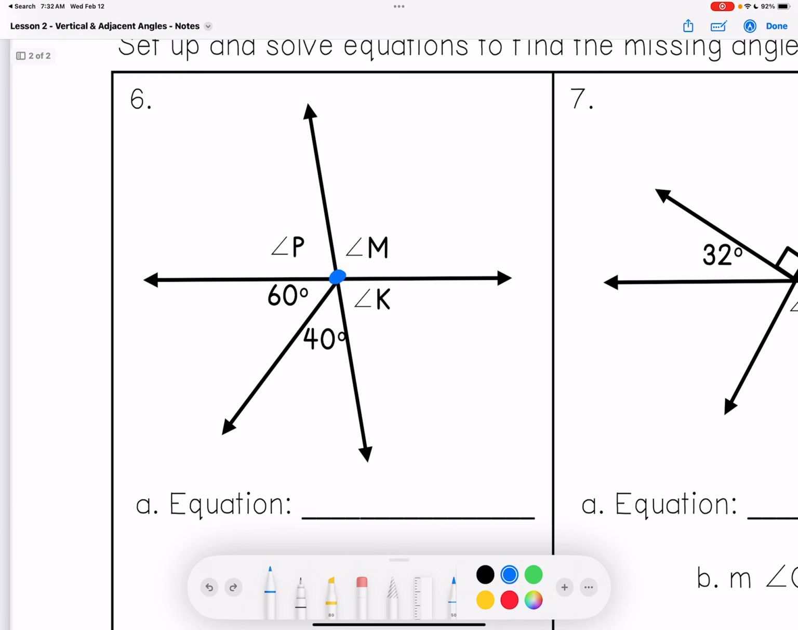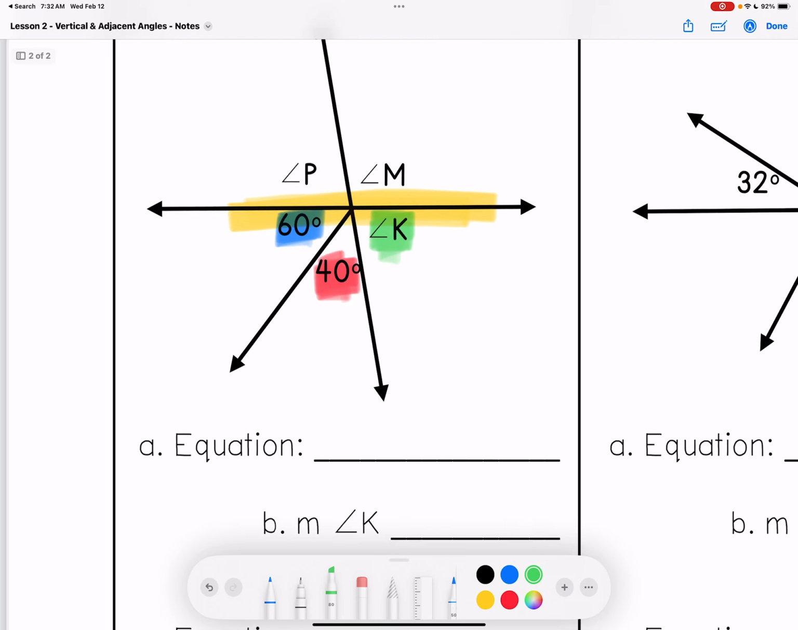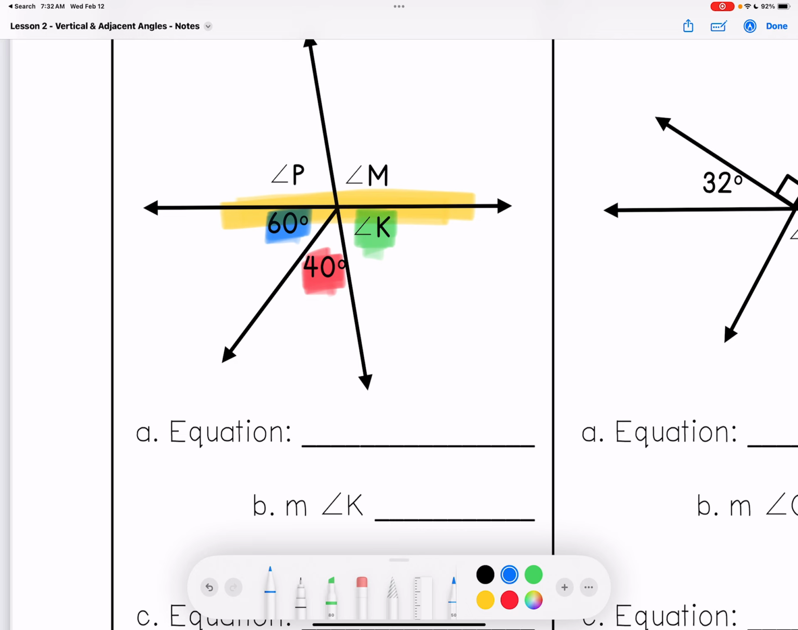All right. Now, first of all, here's the first straight line. We're going to go with this one to find K. We know that this one is 60. This one is 40. And we're missing K. But remember, they are on that yellow straight line, so they all three add up to 180, because they're all three on that straight line. So my equation would be 60 plus 40 plus K, which I don't know, equals 180.